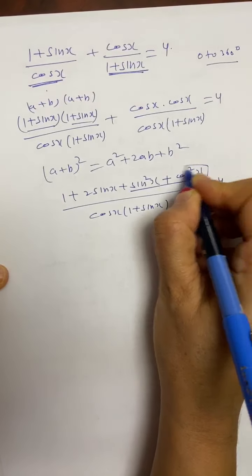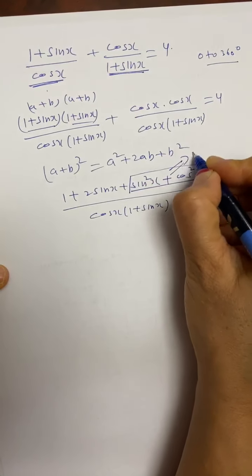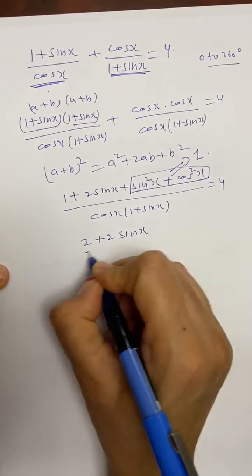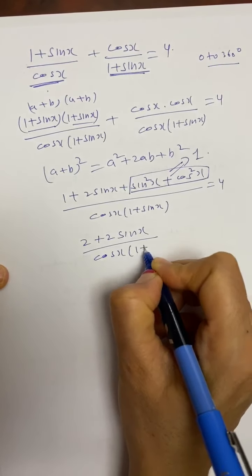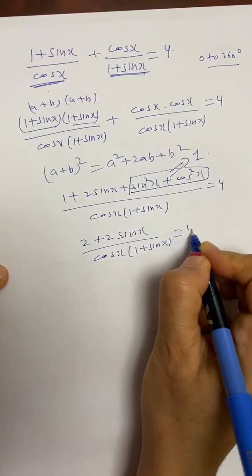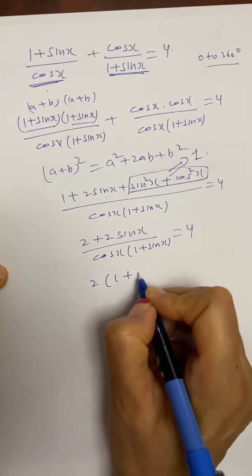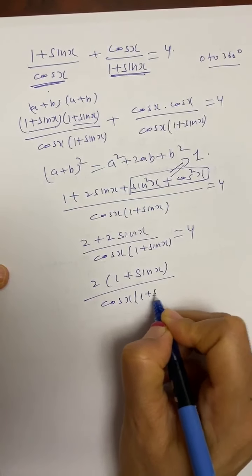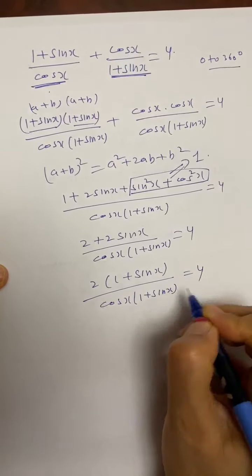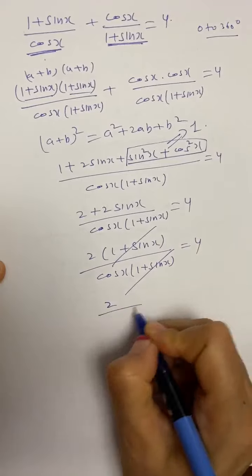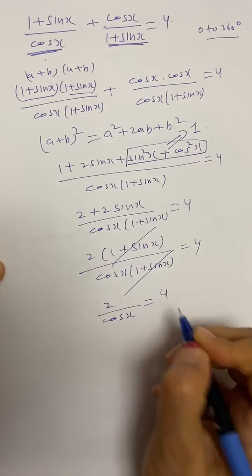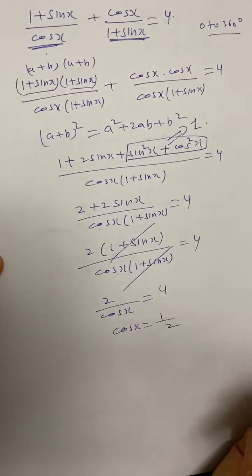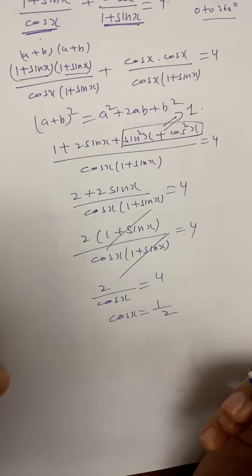Now, if you remember, sine square x plus cos square x is 1. That gives me 2 plus 2 sine x divided by cos x into 1 plus sine x is equal to 4. And now I can take 2 common from the numerator. So I got 1 plus sine x, and this gets cancelled. So 2 over cos x is equal to 4, and then cross multiplying, cos x is half. So this becomes very simple after you simplify.